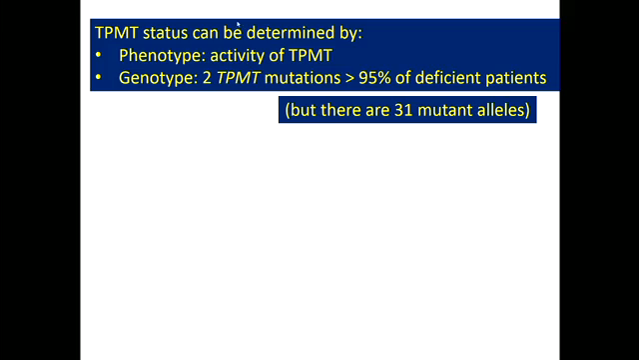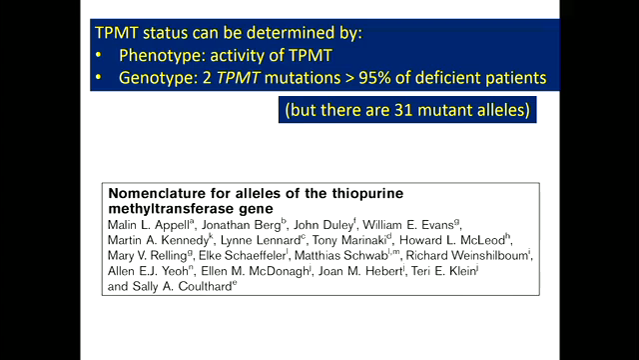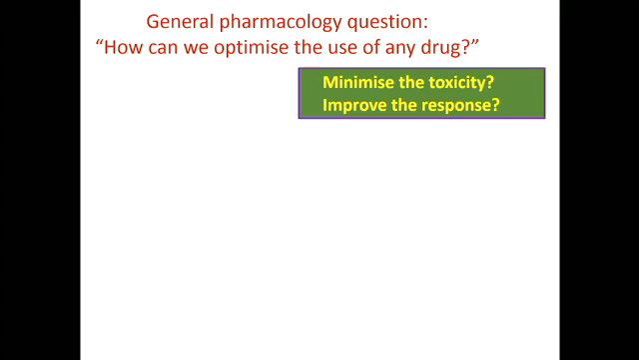It's done by either measuring the activity in the red cell, that's called phenotyping, where you're actually measuring the protein that's produced, or more commonly these days genotyping, so you can assess the presence of mutations. There are only 2 major mutations that account for 95% of the patients. But overall there are 31 mutant alleles, and so a while ago we put them all together and published them so that everyone knows, and we also gave them a nomenclature so that we can talk about them.